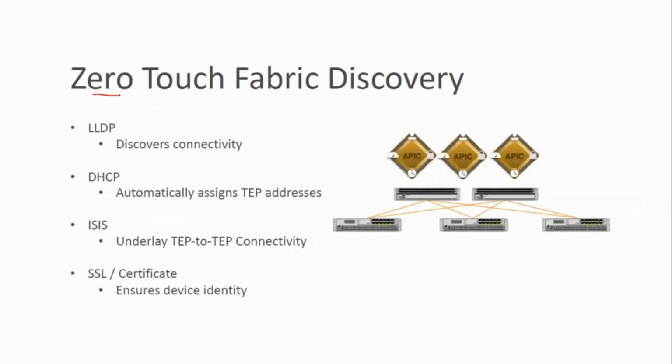It's a zero touch fabric discovery. How does it discover the fabric? There are four steps. Let's suppose you connected your spine and your leaf: leaf 1, leaf 2, leaf 3, and epic 1.